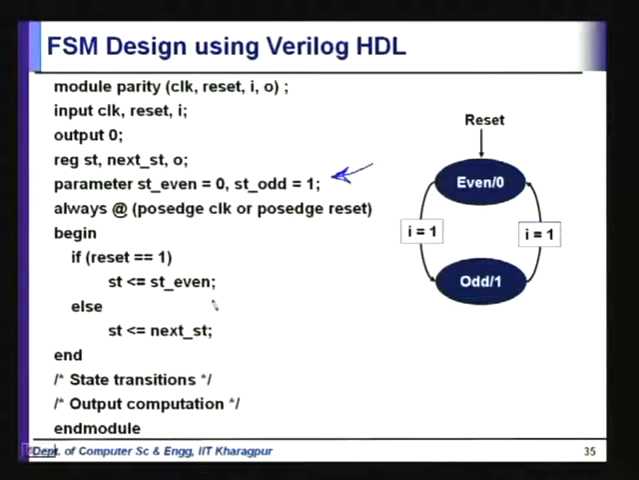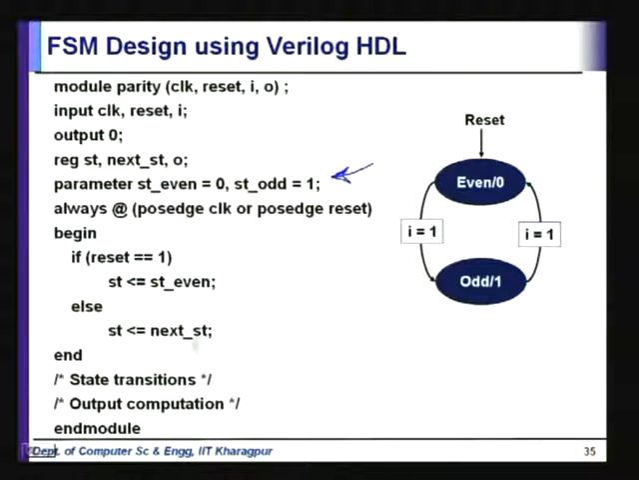Whenever the reset is low, then the next state is defined by the next state function. If there is a reset, then the next state function is overridden by the reset. This is one way of defining the state machine. After this, we are going to look at the state transitions and the output computation. Here only one statement is executed at a time, so why is there a need for non-blocking there?